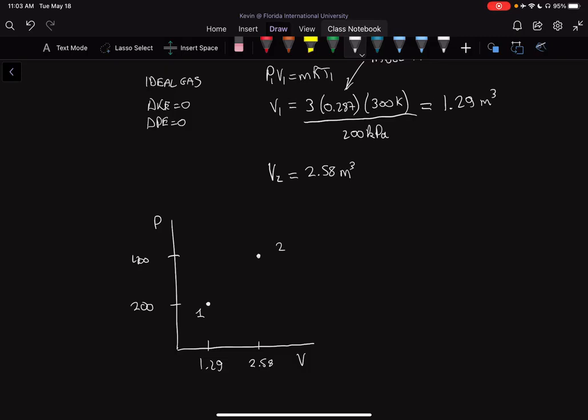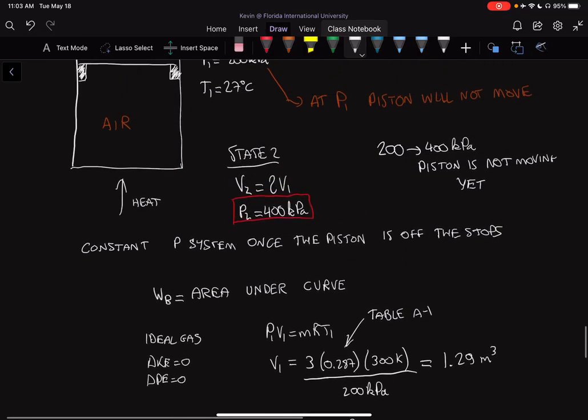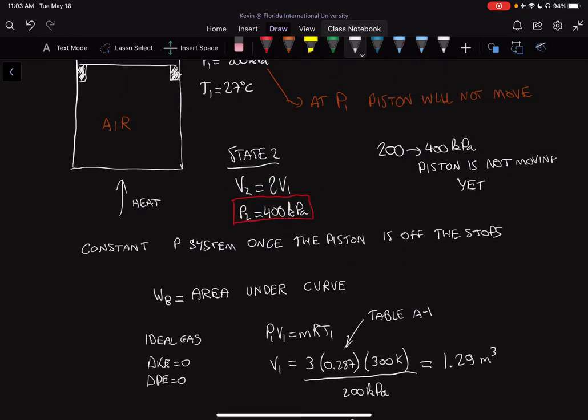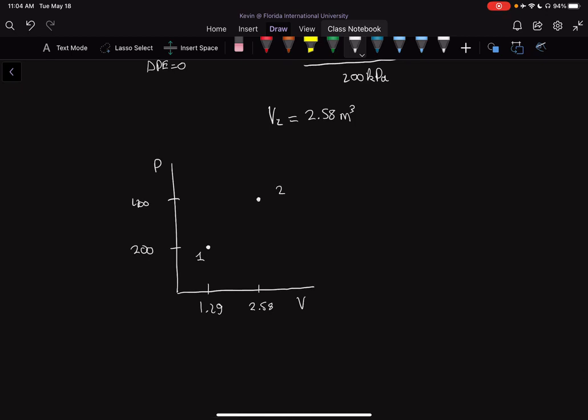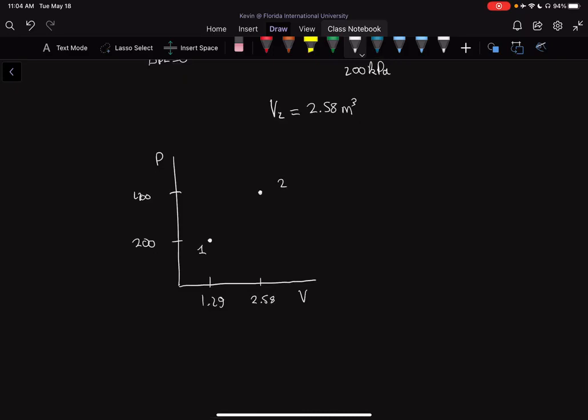So remember, in our deductions that we made, we said that constant pressure will hit once we hit 400 kilopascals. And we also wrote that from 200 to 400 kilopascals, the piston is not moving yet. So the piston is not moving, it's not doing any work. That means that from 200 to 400 kilopascals, since the piston is not moving, the volume is not changing. So we have this process from 1 to 1B, let's call it 1B, from 200 to 400 without the piston moving at all.